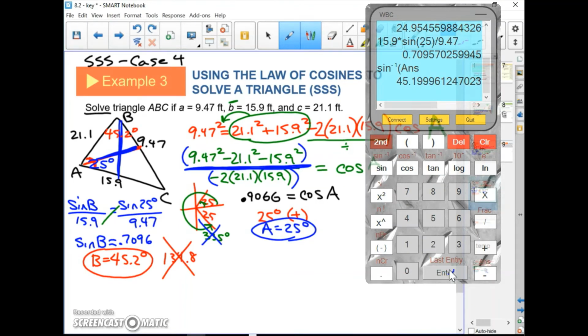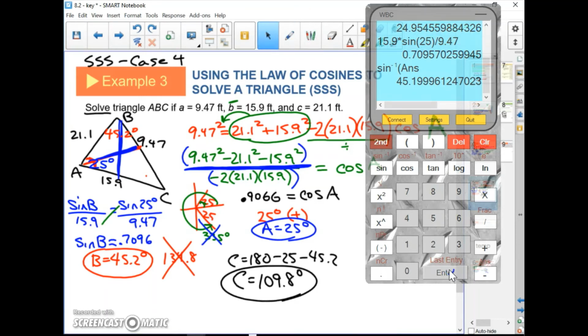Should be easy to find the third angle. You just subtract from 180. Angle C is going to be 180 minus 25 minus 45.2. 109.8? Okay, good. C equals 109.8. And there we are.